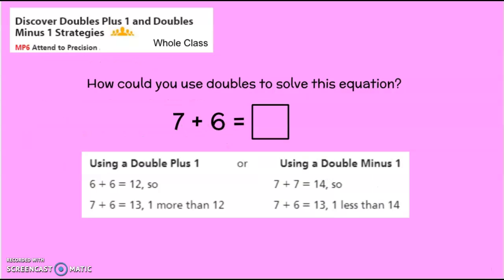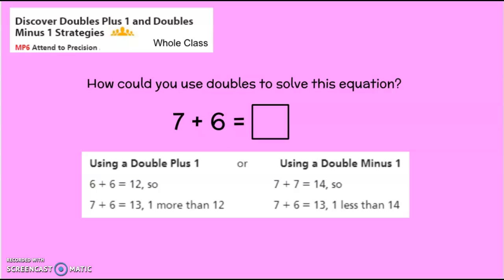How could you use doubles to solve this equation? 7 plus 6 equals, yeah, 7 and 6 are only 1 apart, right? So we could do a double plus 1. So I could think 6 plus 6 equals 12. So 7 plus 6 must equal 13, 1 more than 12.